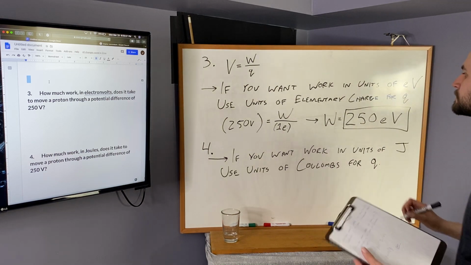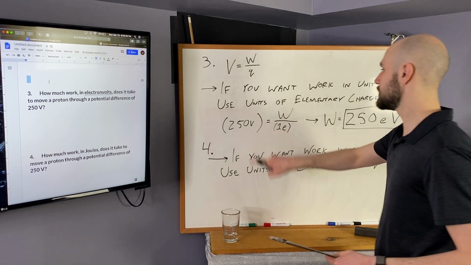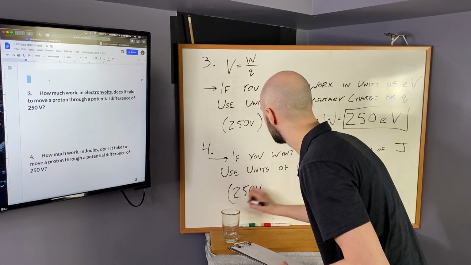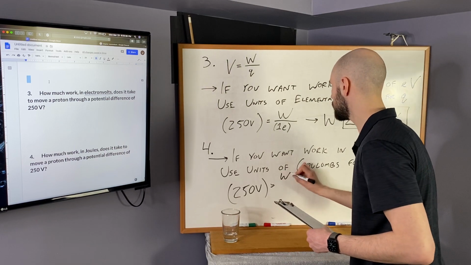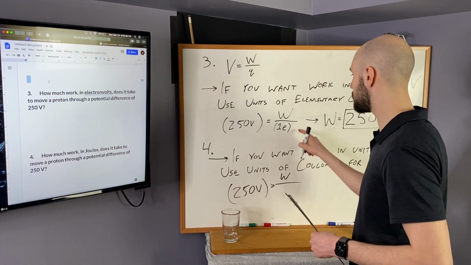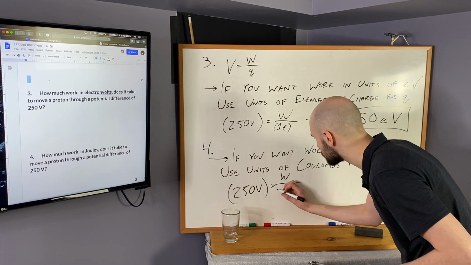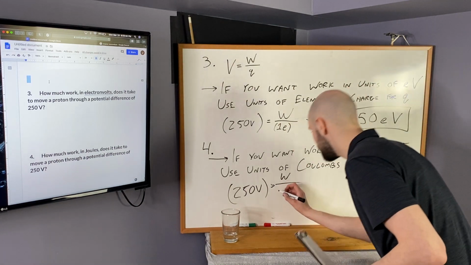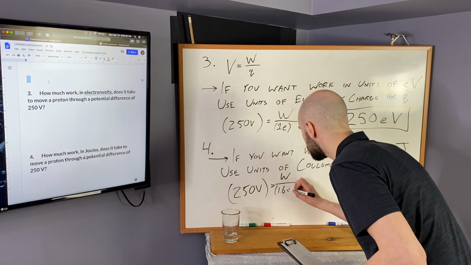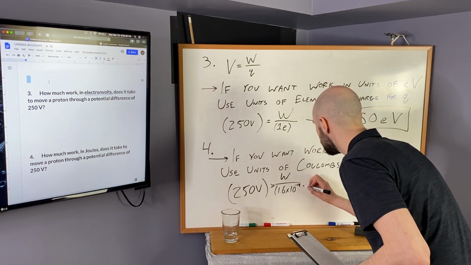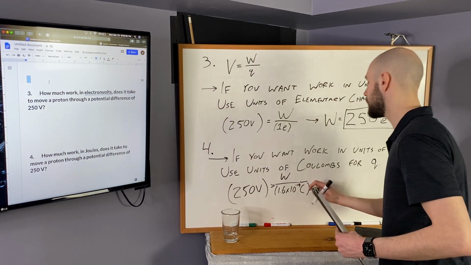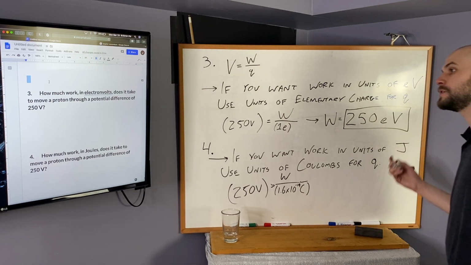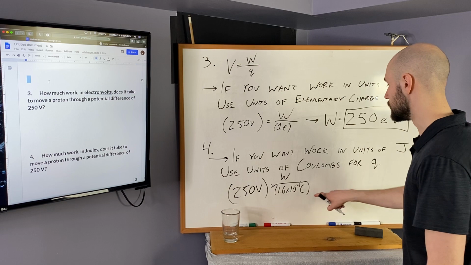Okay. All right, let's work this out again. We have 250 volts. We want work in joules, so we're going to be plugging in coulombs down here for charge. A single elementary charge, again using page 1 of the reference table, we know is 1.6 times 10 to the minus 19 coulombs. I'm plugging in coulombs because I want the work done, the energy, to be reported in joules.